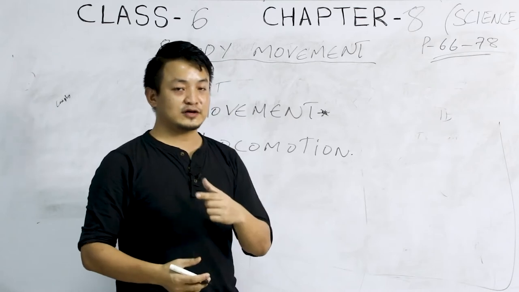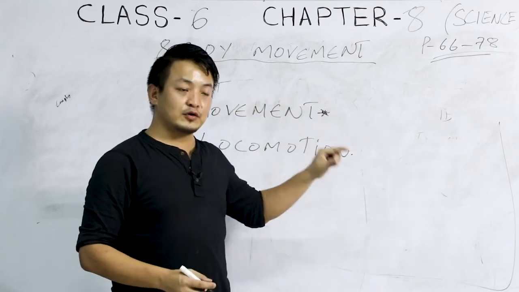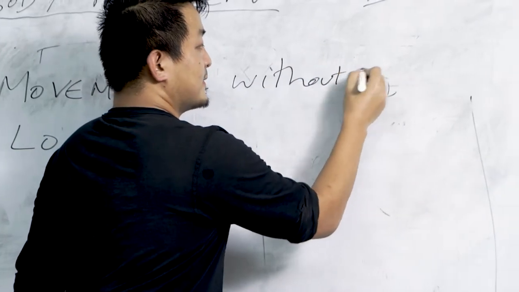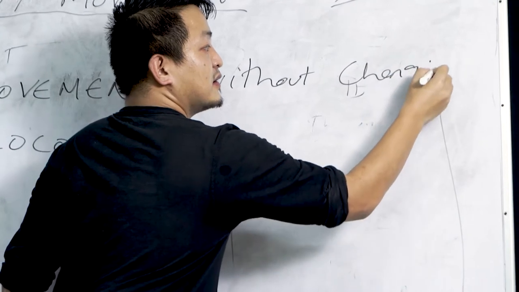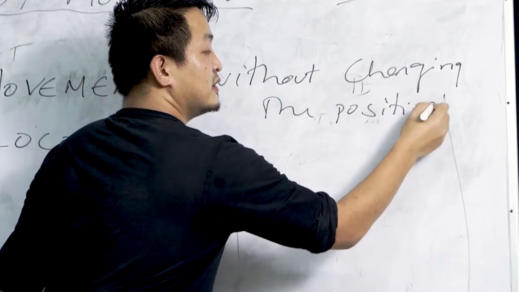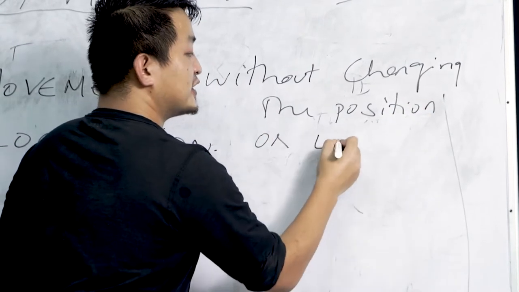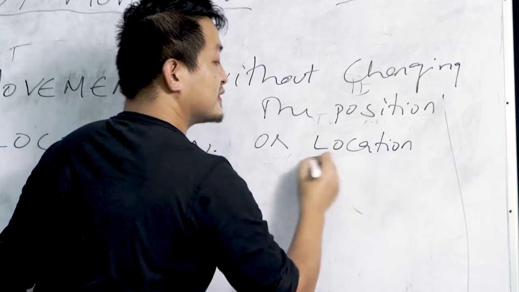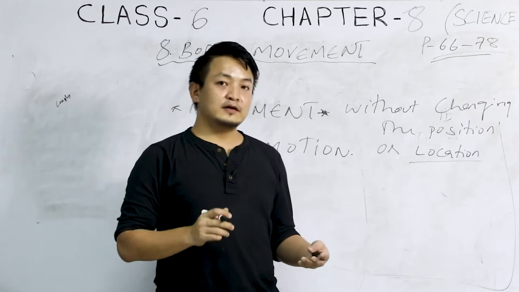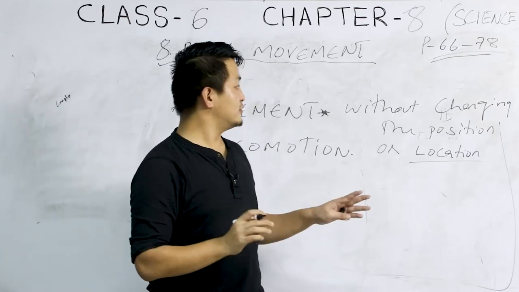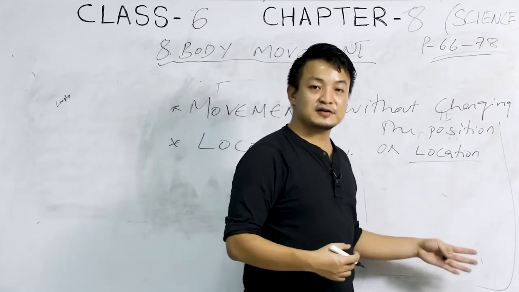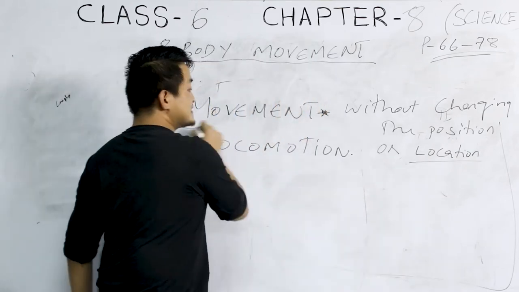any parts of our body without changing the position or location, then it is movement. Clear? Now, you can just roll your eyes. Clear? You are rolling your eyes, but you are not changing your position or your location, right? So that is a movement.